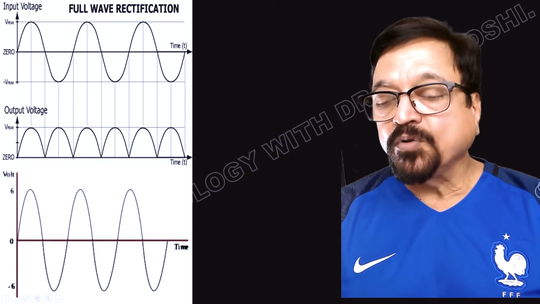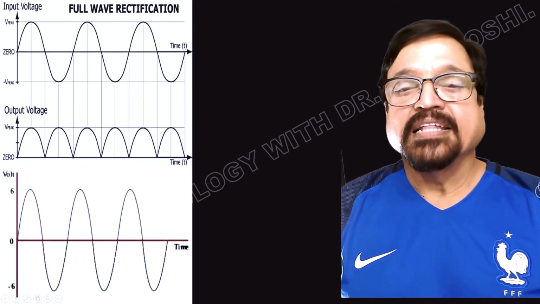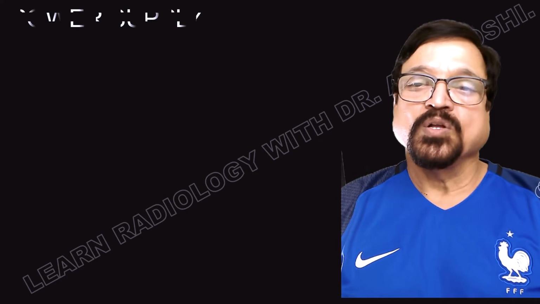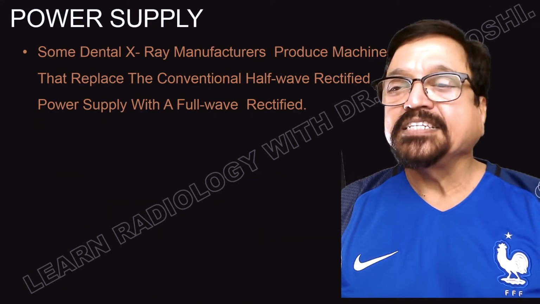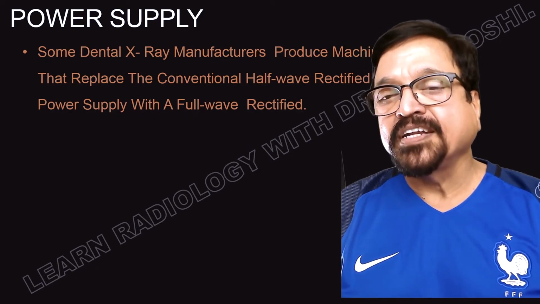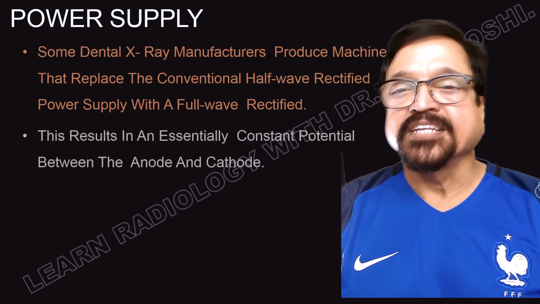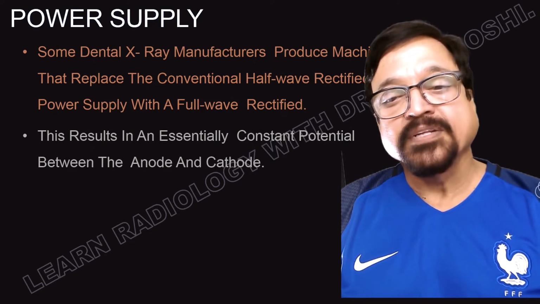In half wave, what will happen is, this cycle will be suppressed. If this cycle is suppressed, it is half wave. Then if it is converted into the opposite side, then it is full wave. So you can have either half wave or full wave rectification. Now some dental X-ray manufacturers produce machines that replace the conventional half wave rectifier power supply with a full wave rectification. That is what we have discussed, because that is more efficient, and gives more X-rays and more continuous X-rays.